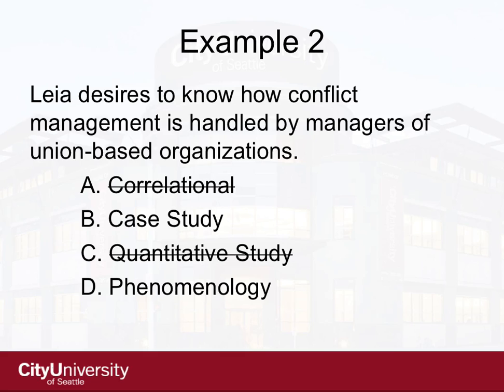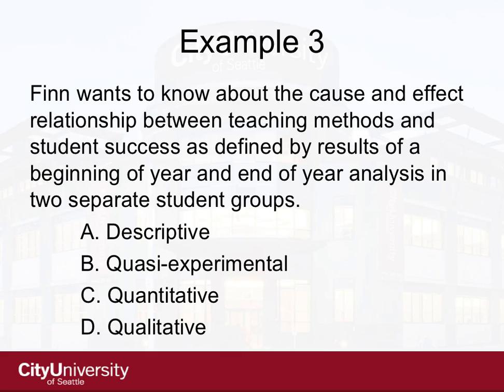Okay, how conflict management? Why is it not correlational? Because there's no two groups mentioned. If there were, manager A and manager B, managers of unions versus non-unions, maybe you can do a correlational study. How come it can't be quantitative? Well, in quantitative, there's nothing about how conflict is handled. How do you measure conflict? Perhaps there is, but I think, choose the best example. It doesn't have to be, but a case study and phenomenology could happen here.